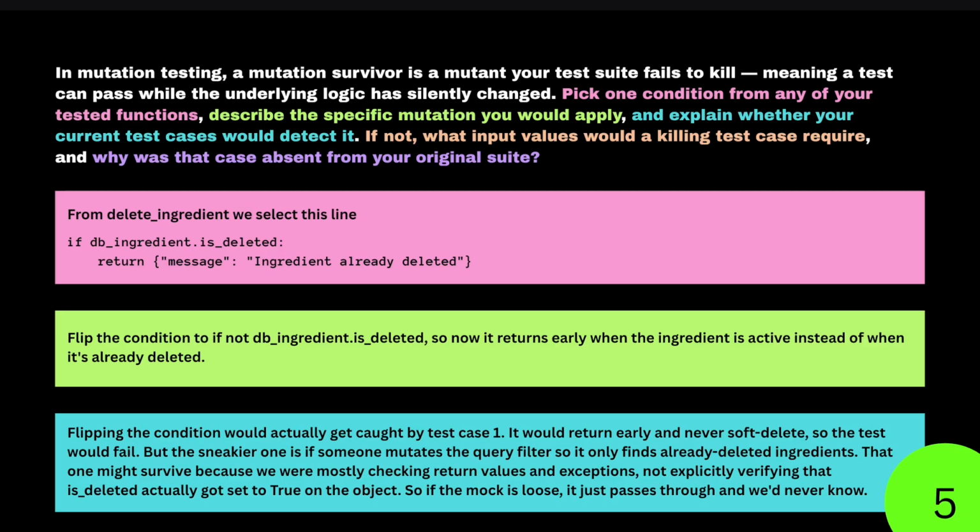If DB ingredient is deleted, if we flip it to if not DB ingredient is deleted, test case 1 would actually catch it because the function would skip the soft delete and just return early, so the test will fail right there. The third question is, explain whether your current test cases would detect it. The other mutation is changing the query so it only fetches ingredients that are already deleted. That one could slip through because we were mostly checking what the function returns, not actually verifying that is deleted got set to true on the object. If the mock is too loose, it just passes and we never notice.